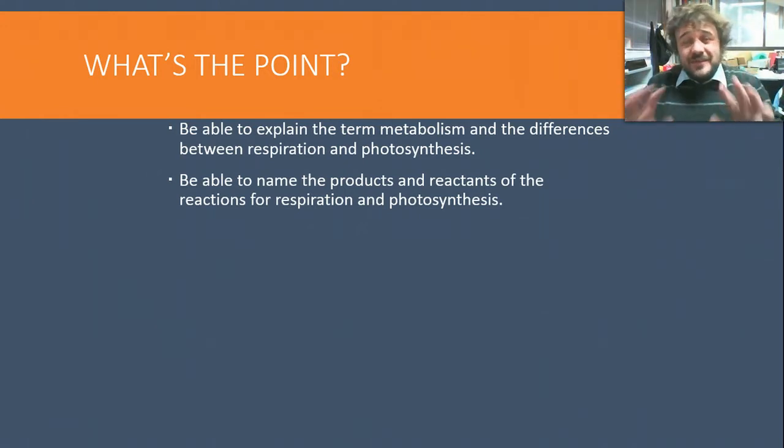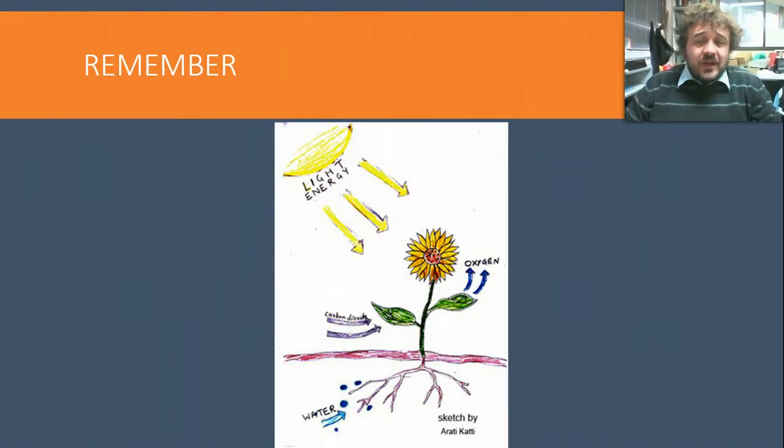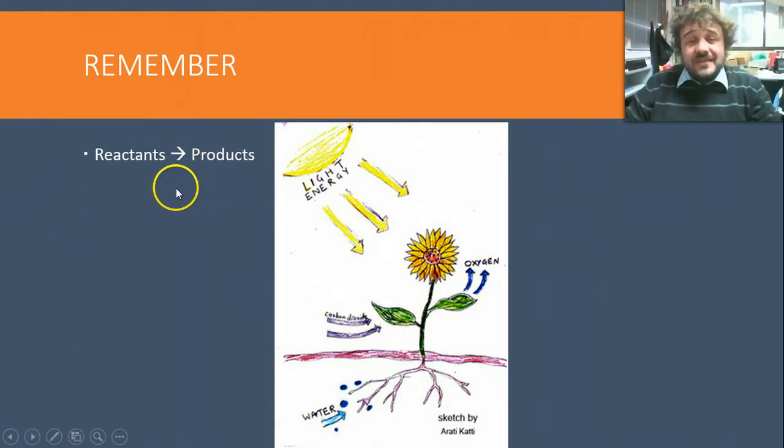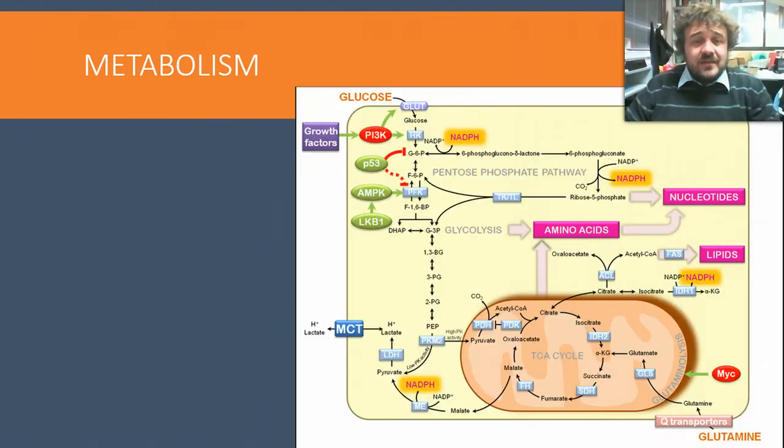Now you'll need to be able to identify also the products and the reactants in both of these reactions, which is actually not that hard to do. What do you need to remember? Well, you need to remember that reactants go to products. This is the standard form of a chemical equation. Reactants on the left-hand side, so that's the things being added together. Products, which are the things that we get from that adding together on the other side.